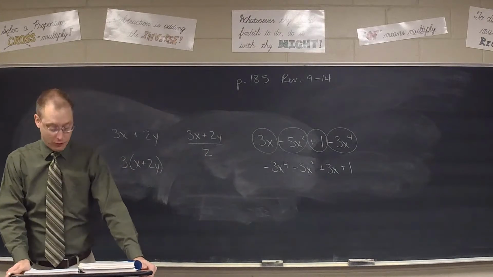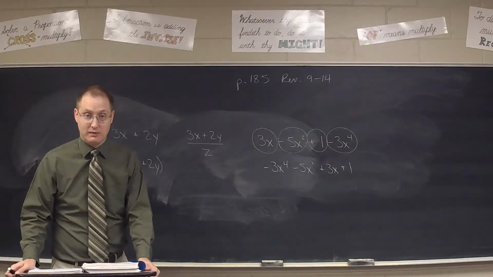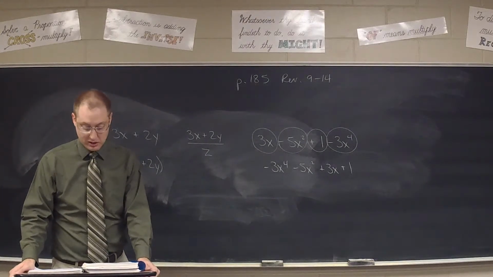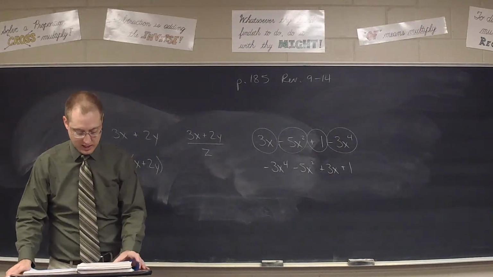Okay? We're adding the inverse here. So we end up with a positive 6a squared, positive 2a, negative 16.